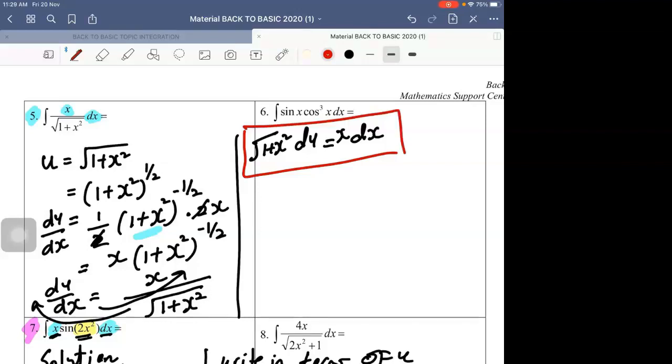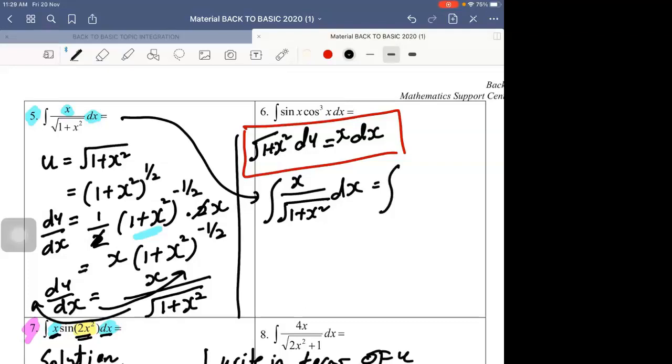Okay, so if I write in terms of u, look here, integrate x over square root 1 plus x squared dx. So you let this as u. Previously, you told me that this is your u. And then x dx is this one, square root 1 plus x squared du.